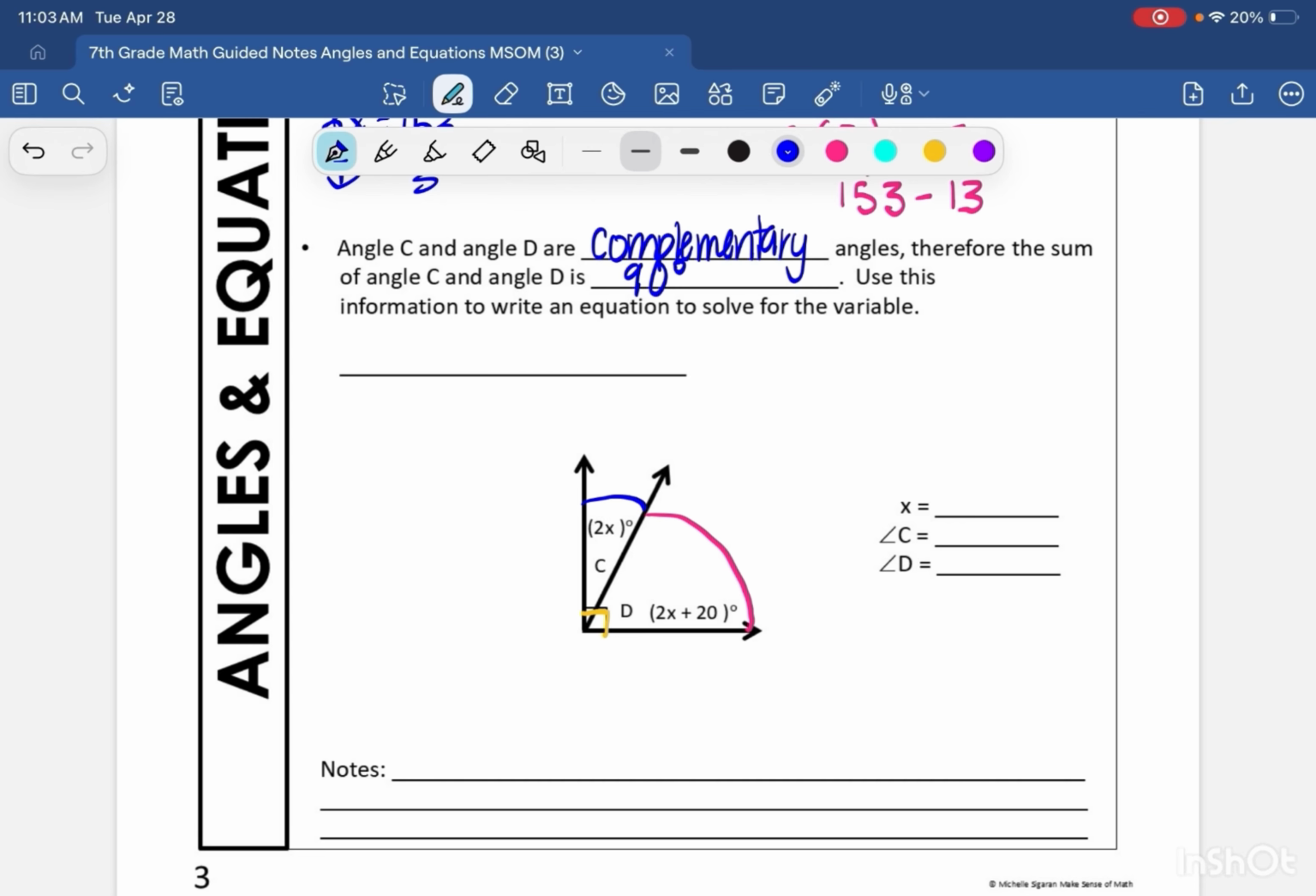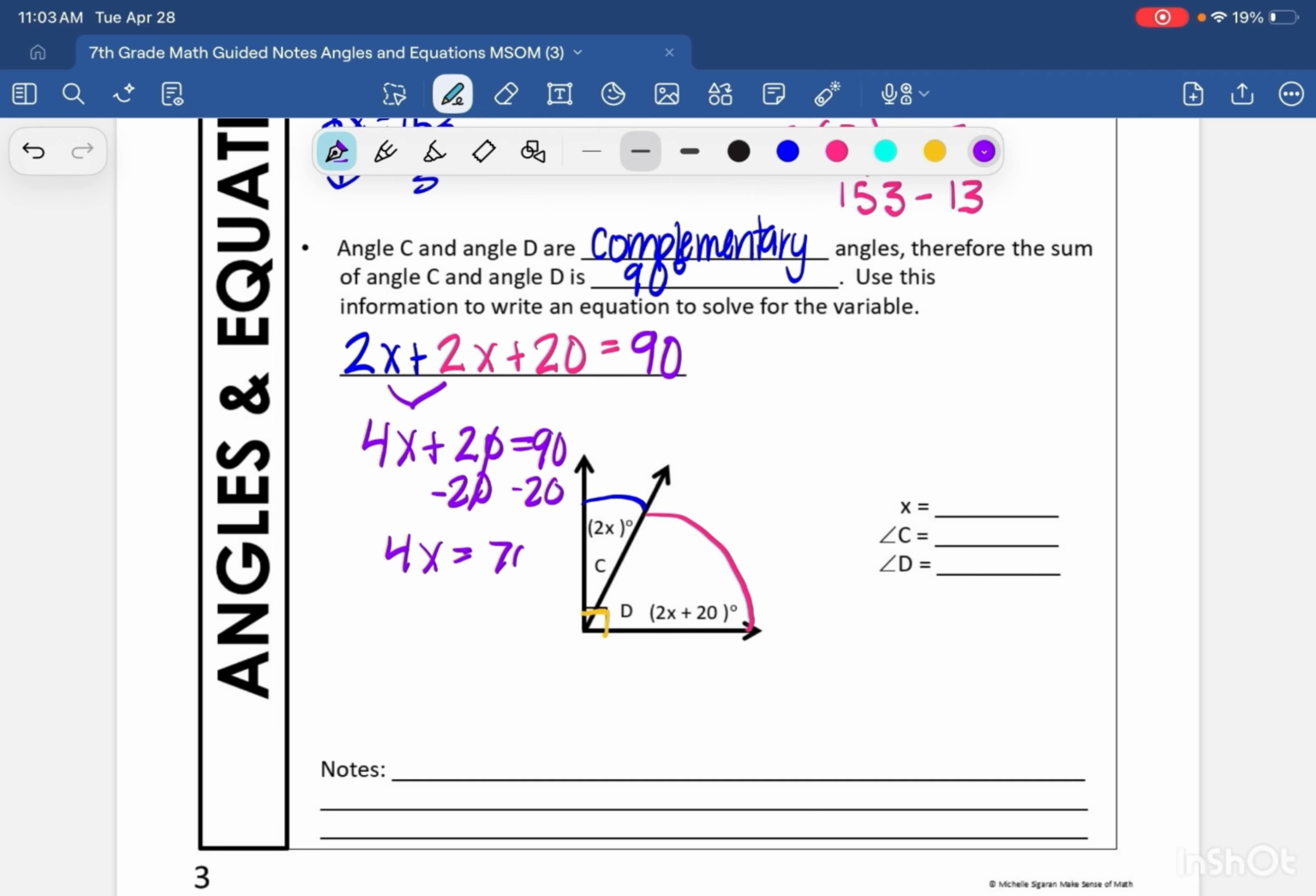All right, well, same idea as before. I know angle C is 2x. I'm going to add that with angle D, which is 2x plus 20. And I know that has to equal 90 degrees. Let's do some simplifying here. 2x plus 2x, so that's 4x plus 20 equals 90, minus 20 from each side. 4x equals 70, divided by 4. Let's see, 70 divided by 4, 35 divided by 2, so that's going to give me 17 and a half, 17.5.